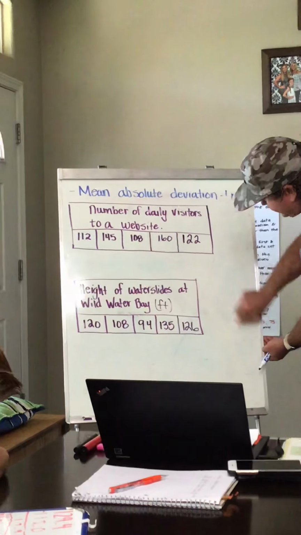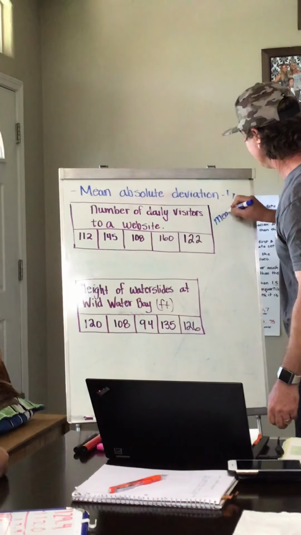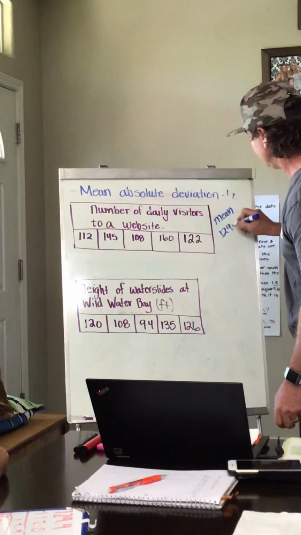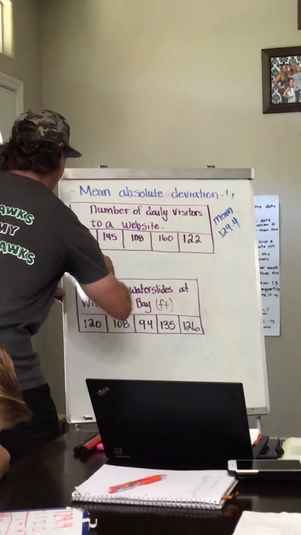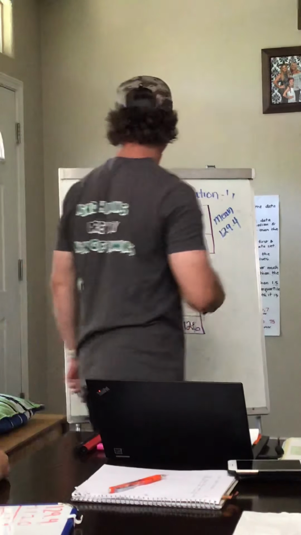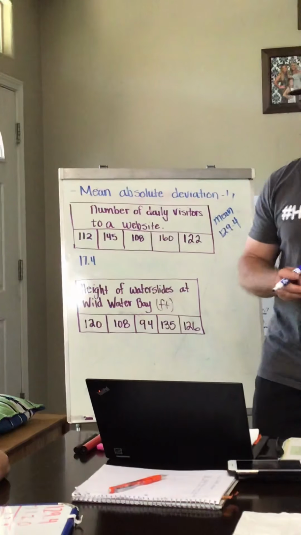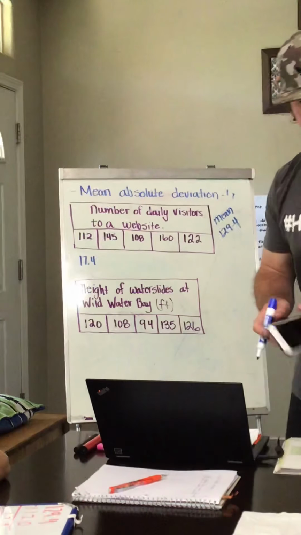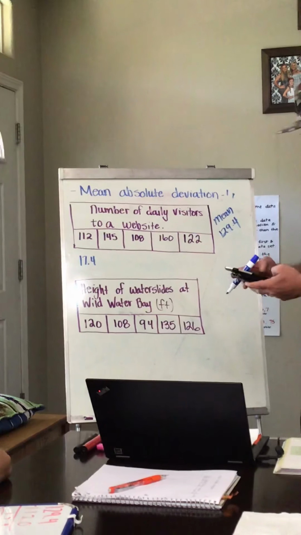While you guys are working on that, I knew that my mean was 129.4. Okay. I know that my variation for this one is 17.4. Okay, let's get some of our other variations here. To speed this up, we can use a calculator.